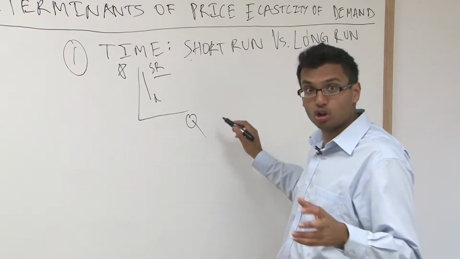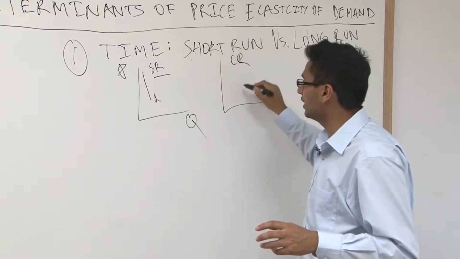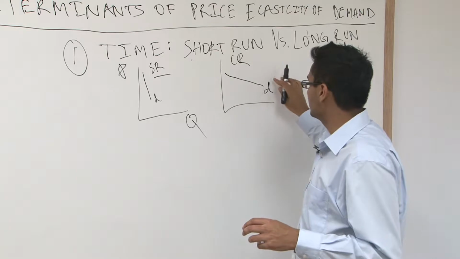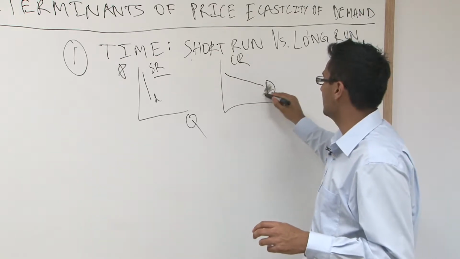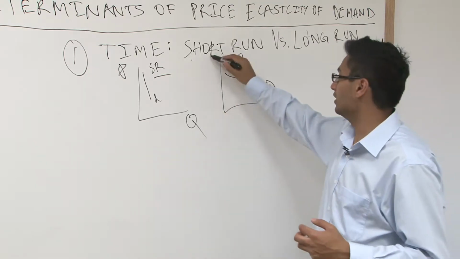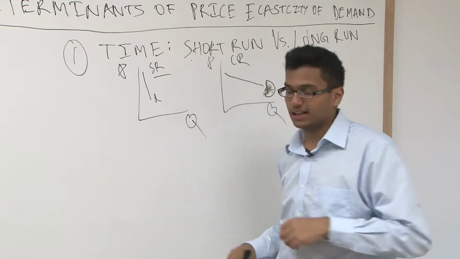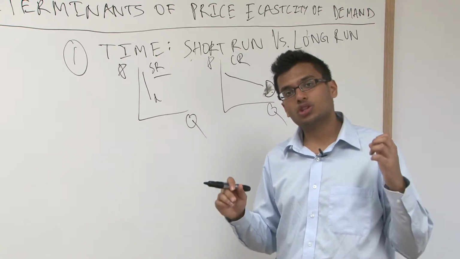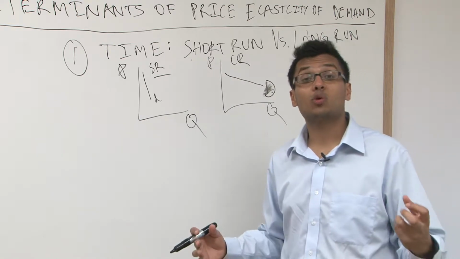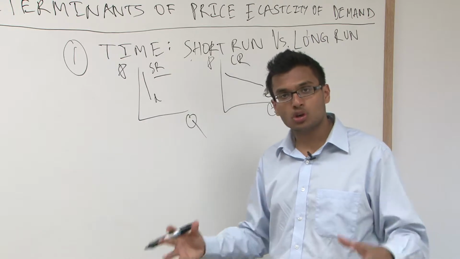And that's why in the long run, typically speaking, demand tends to be a little more elastic. Demand, I'll put that with a capital D this time, tends to be a little more elastic in the long run. And I need to always label my axes. So in the short run, price elasticity of demand tends to be a little more inelastic, and in the long run it tends to be more elastic.